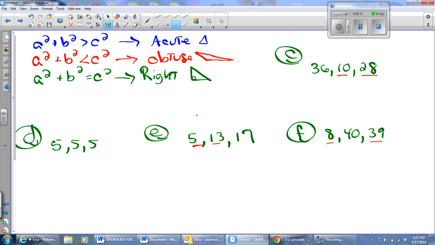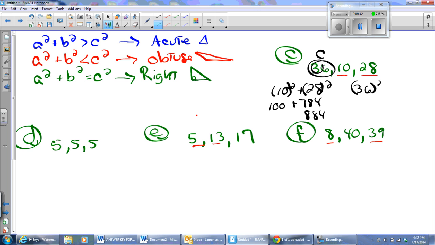All right, well, let's test it out here. Let's look at problem C. The largest side is always going to be C. So there's my C. Okay, so I'm going to do 10 squared plus 28 squared, and I'm going to compare it to 36 squared. And we will see what happens. All right, so 10 squared is 100. 28 squared is 784. Which will make the left-hand side 884, right? And 36 squared is 1,296. So C squared is larger. This is obtuse. It's an obtuse triangle.